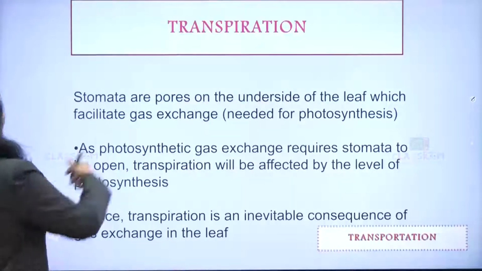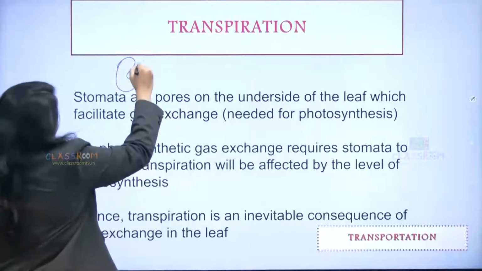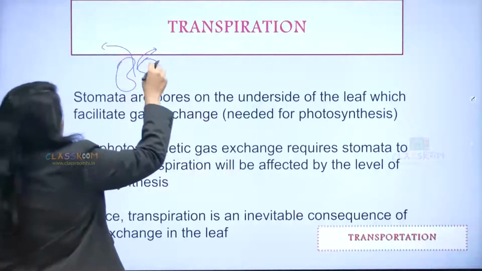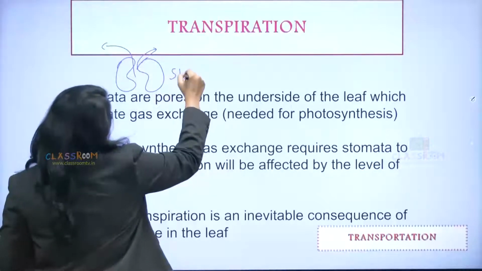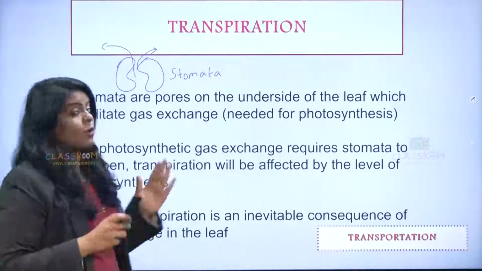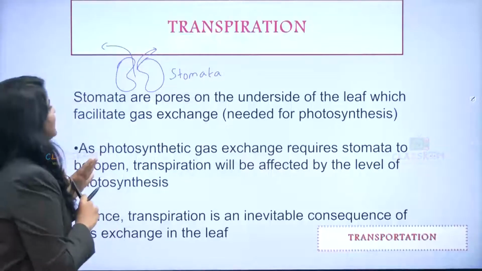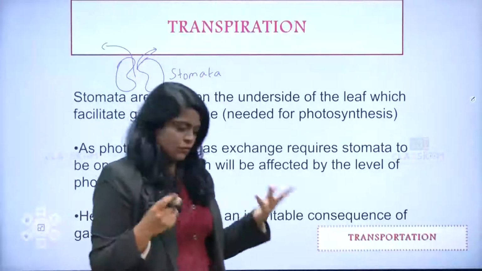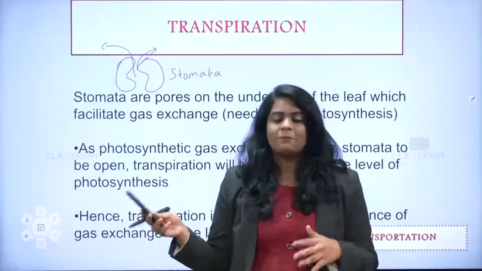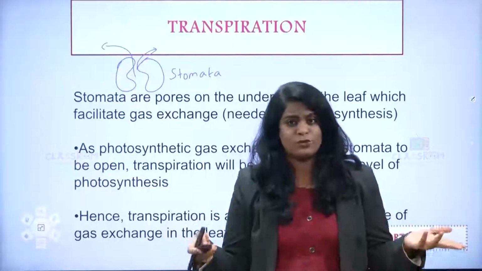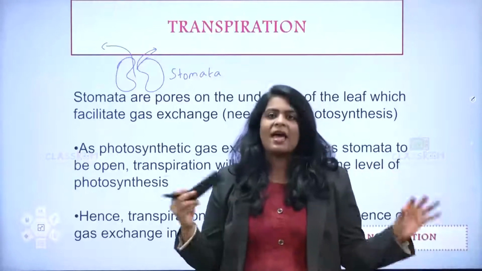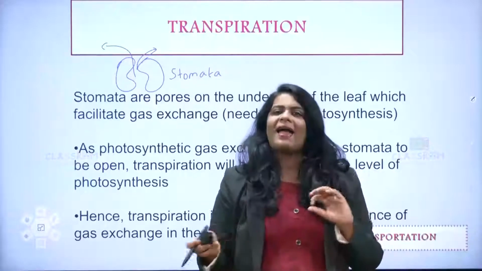So now I have told you that this exchange of materials, as well as the loss of water in the form of vapor, is through stomata. Okay, so stomata are the pores present on the underside of the leaf, which facilitate gas exchange that is needed for photosynthesis. You all know what is meant by photosynthesis, right? The raw materials required for photosynthesis are sunlight, chlorophyll, water, carbon dioxide, and the plant is going to give out food and oxygen.